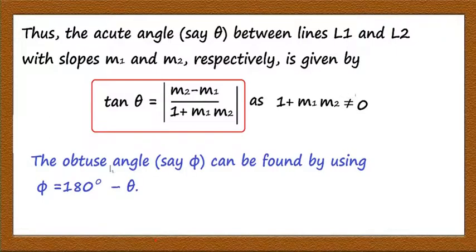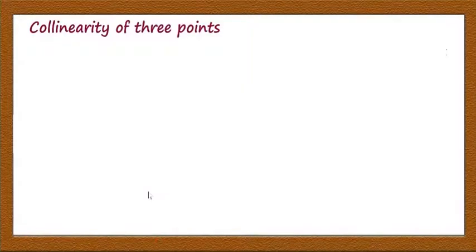And to get the obtuse angle, say phi, we can use the formula phi is equal to 180 minus theta. Hence, by using this formula, it is possible to find the acute angle between the two lines. Once you get the acute angle between the two lines, you can find the obtuse angle by using phi is equal to 180 minus theta. And this is the formula to find the angle between two lines.